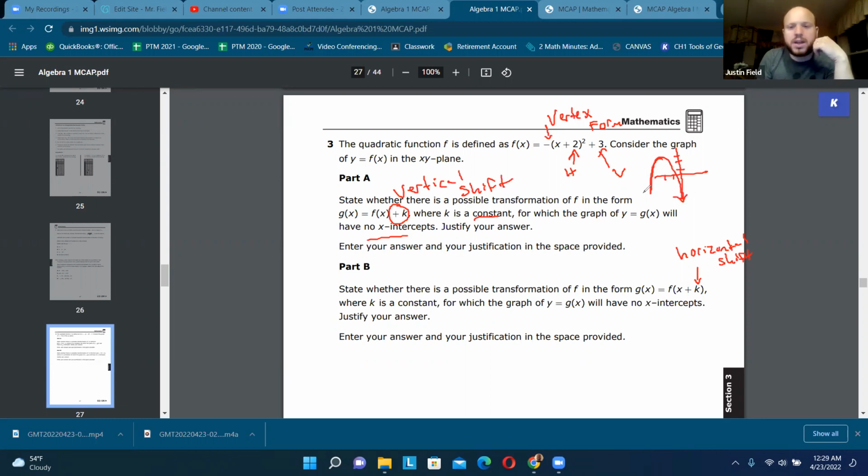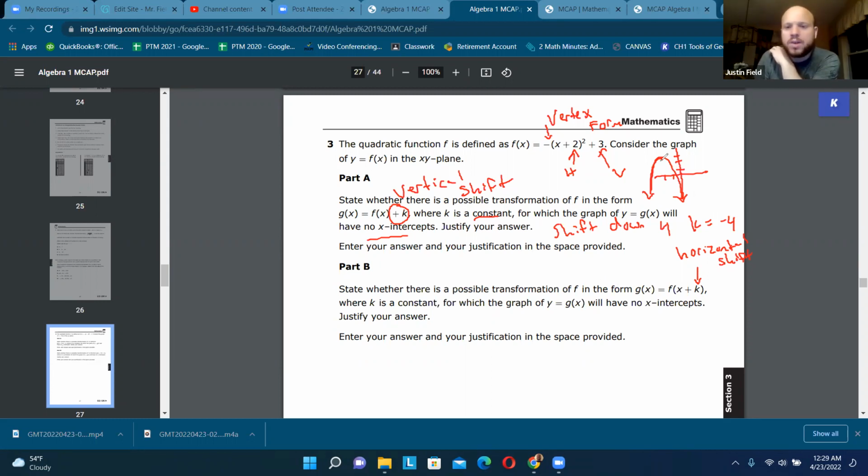So it looks something like that, right? And we want to know, is there a vertical shift that would make this have no x-intercepts? Yes. If we shifted down more than 3, so maybe 4, right? So shift down 4, which means k equals -4. And that would be a possibility.